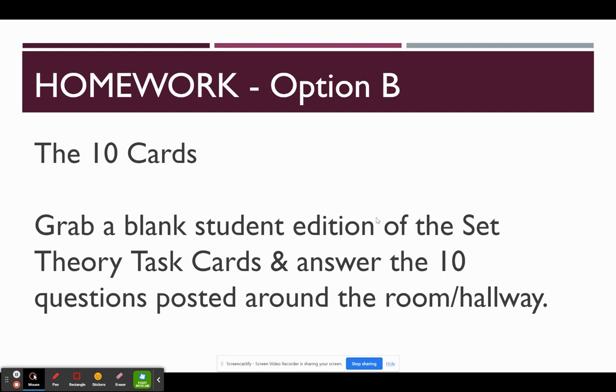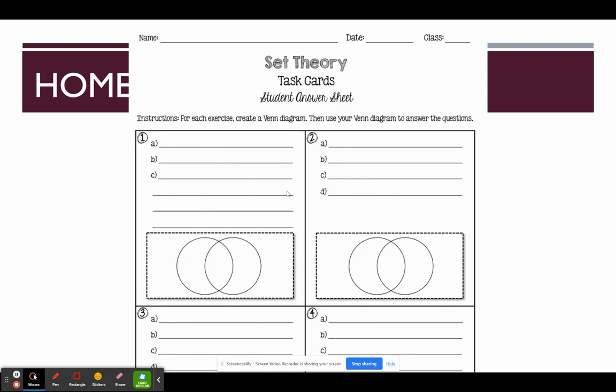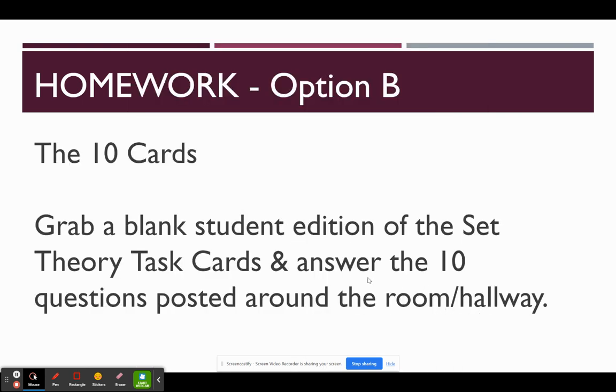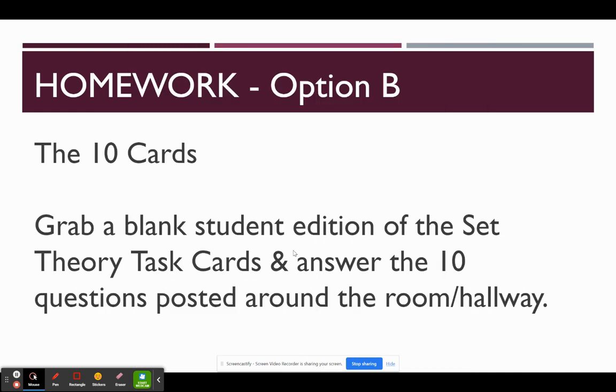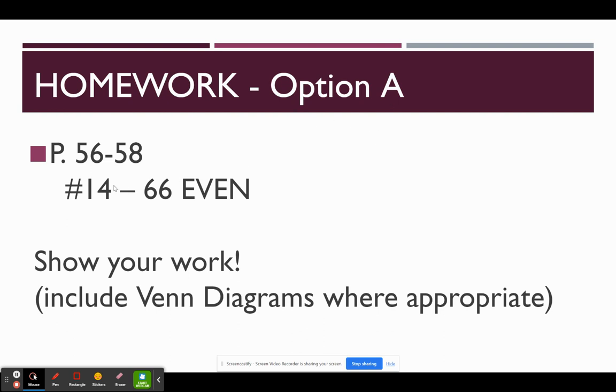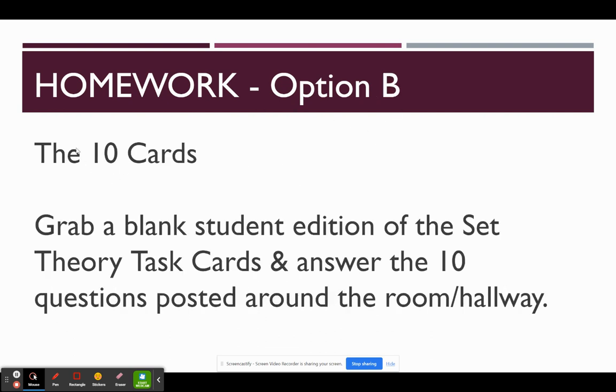However, I'm also going to provide you guys with an option B. Some of you might rather do this instead. Option B is the 10 cards. So there's going to be a student edition. I'll have those in the back of the room. And you can grab that, and they're called the set theory task cards. They look kind of like this. And I'll have them posted around the classroom, maybe the hallway. We'll see how it goes, how my spacing goes. But there are going to be 10 questions to answer with cards that go along with it. And those cards and questions will be available. And so you can do either of these, either option A, normal, or option B, the 10 cards.